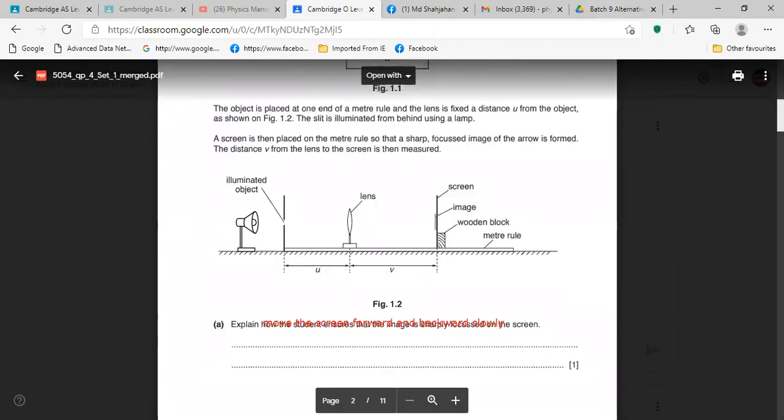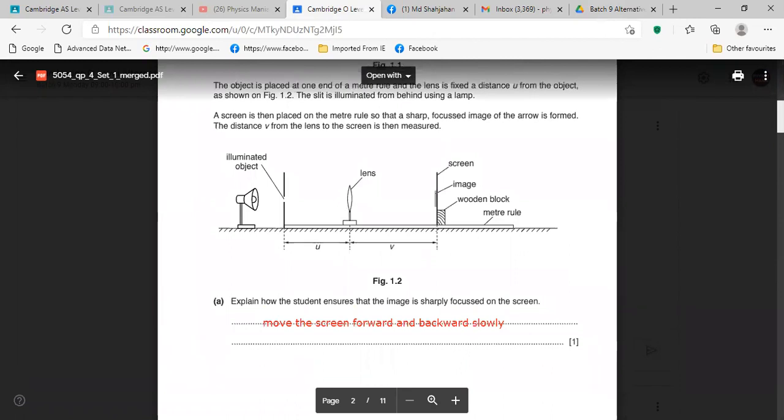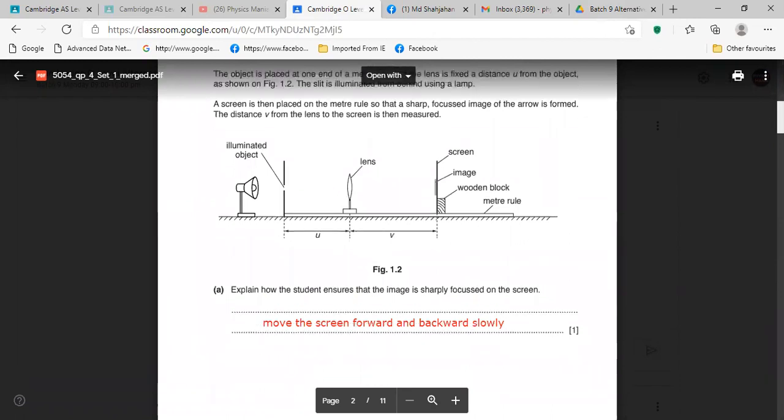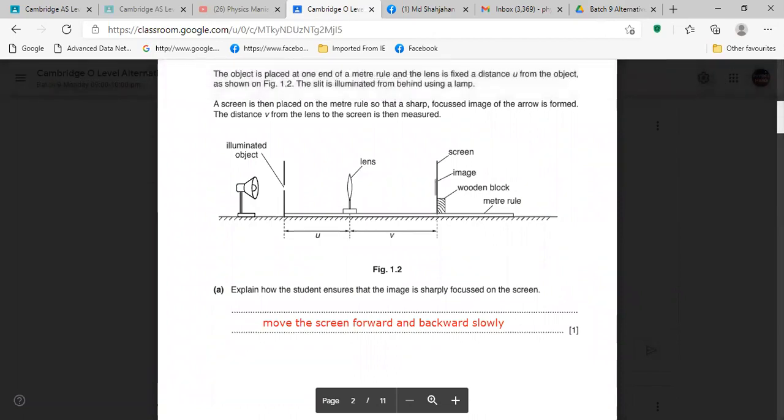So, yes, Abir, sir. This one you got printed. I have it now. So you can write it. The question number 1A: move the screen forward and backward slowly.